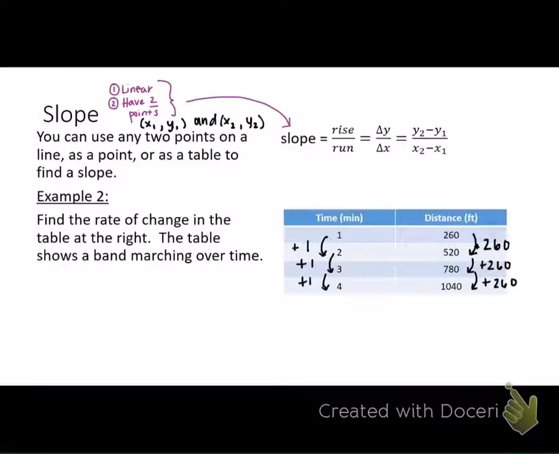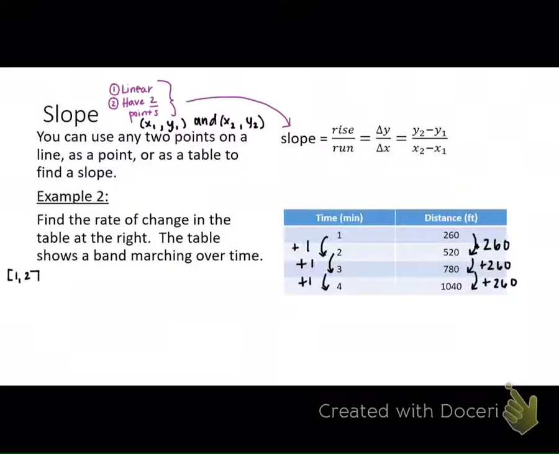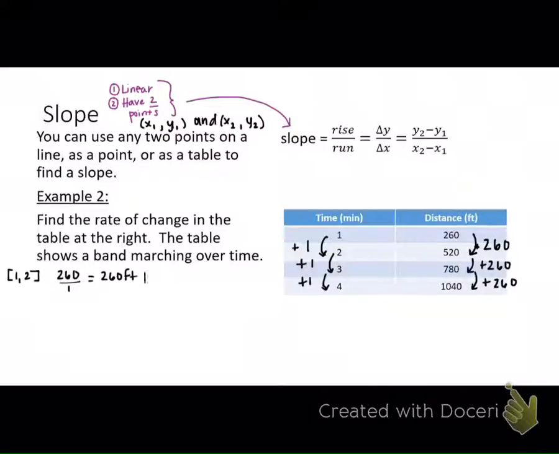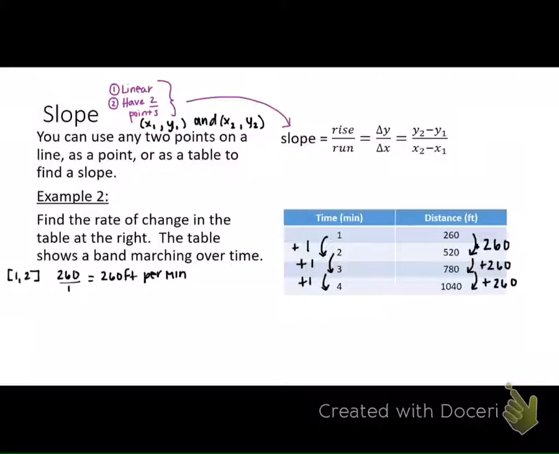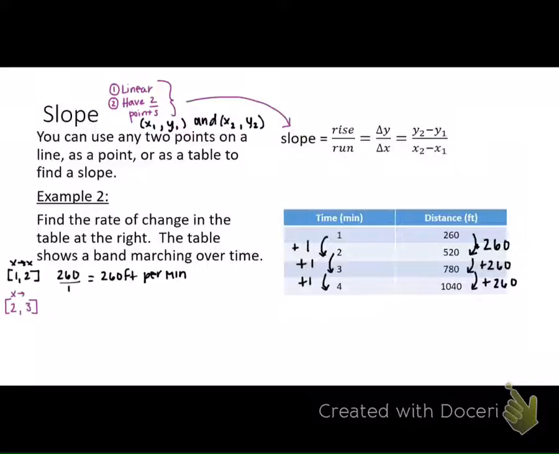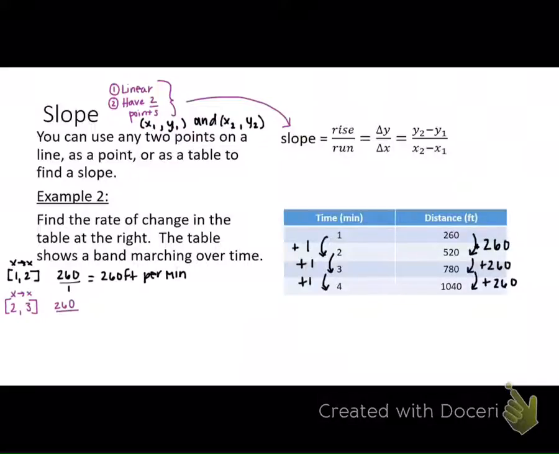So, you know something is linear if all the slopes are the same. For example, from 1 to 2, we have 260 over 1, which is just 260 feet per minute. That's just the interval from x value 1 to x value 2. The next one is from 2 to 3, x value to x value, which is 260 over 1. So that's 260 feet per minute.